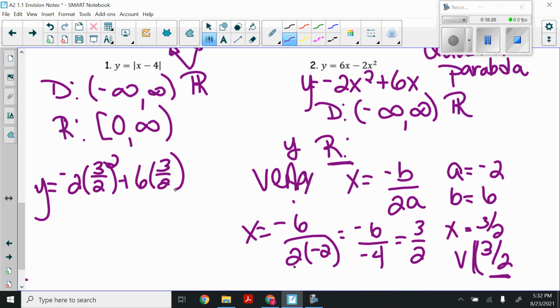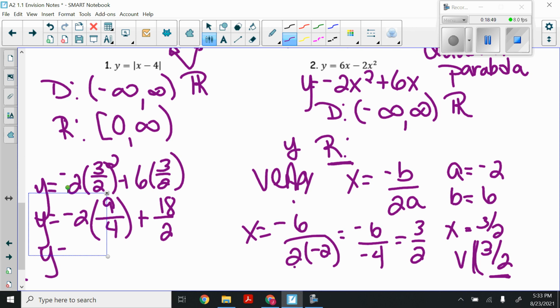Now we're going to work out what we have here. Notice we have fractions. Those of you that had me last year know I love fractions. We deal with fractions all the time in this class. Okay? So now I have y equals negative 2 times a squared fraction. I square the top, I square the bottom. So 3 squared on top gives me 9. 2 squared on the bottom, 4. Plus here I want to multiply 6 times 3/2. So I can do 6 times 3 is 18 over 2.